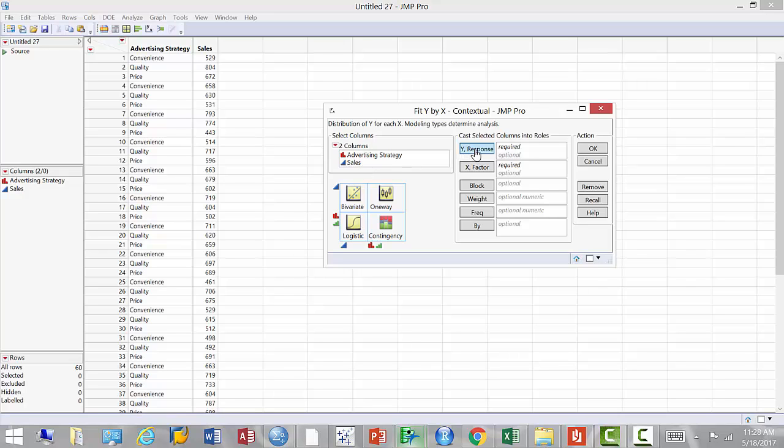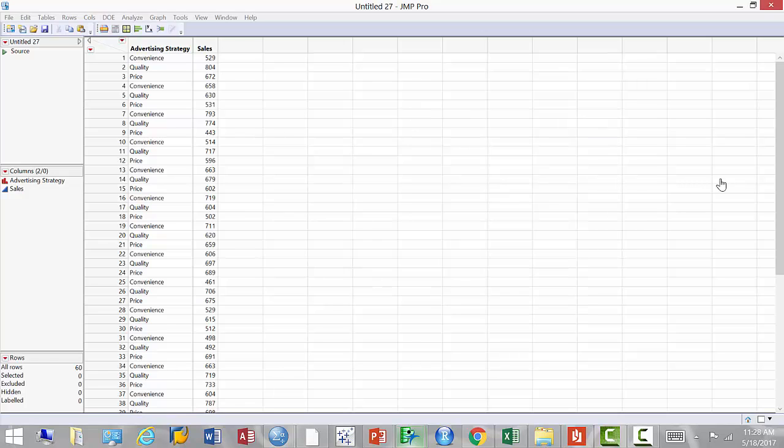So response variable Y is what? What's my response? Sales, right? How sales respond to the advertising strategy. That's my dependent variable right there. And the factor that I'm studying is choice of strategy, right? Can be quality, convenience, or price right there. Very good. So now I click OK.